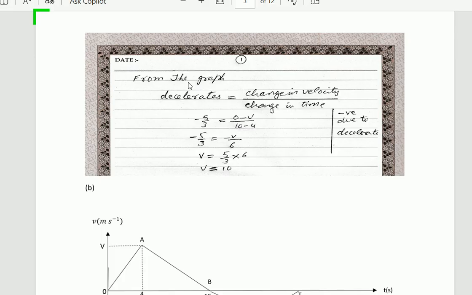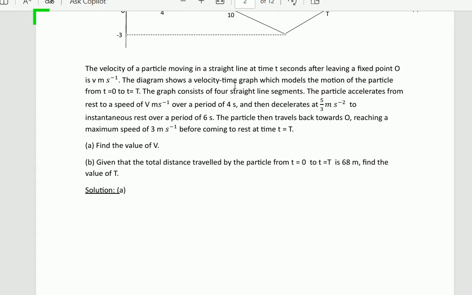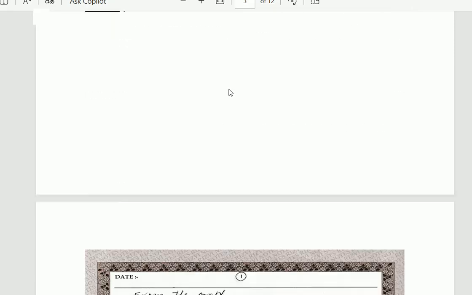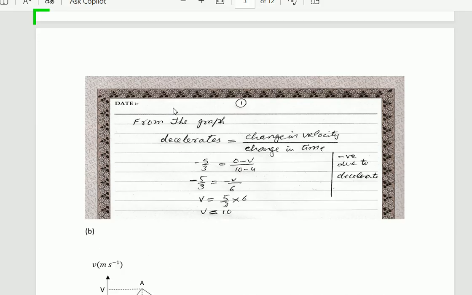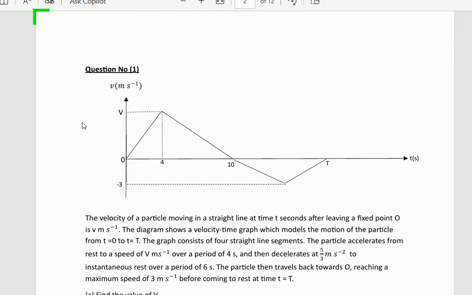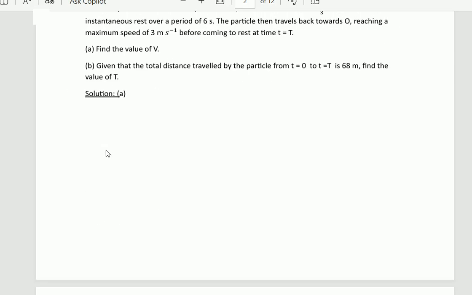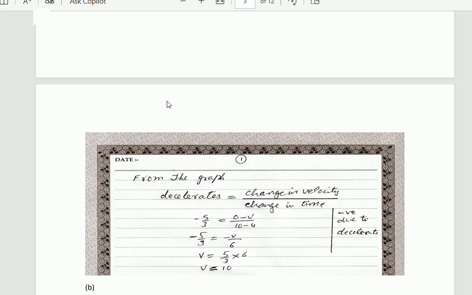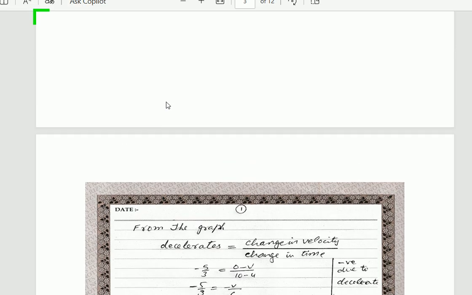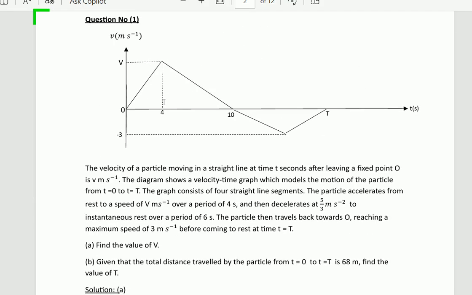So in this case, the deceleration is given as minus 5/3 meters per second squared. Minus is due to the deceleration, and the velocity is from v to 0. So minus 5/3 equals final velocity 0 minus v, over the change in time. For the deceleration, the change in time is 10 minus 4.